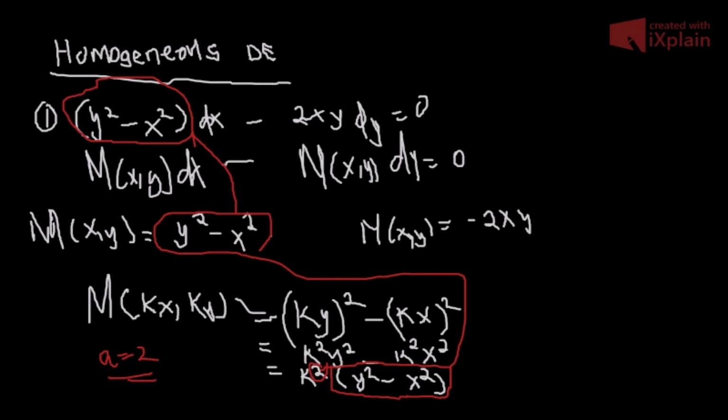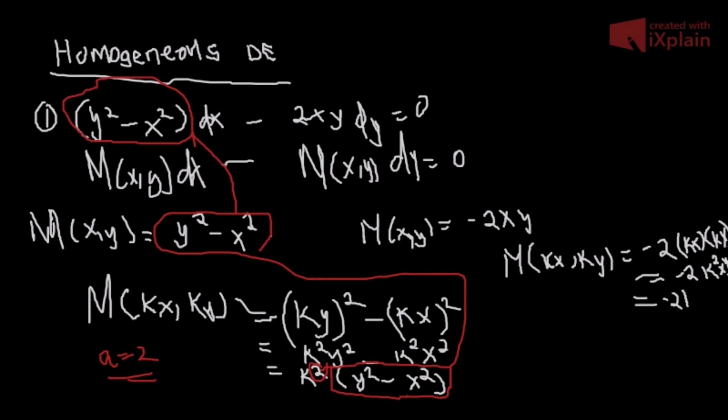Now let's go to this side. Now n of kx, ky is equals to minus 2. Where there is x is kx, where there is y is ky. Then we have negative 2 k squared x and y. Then from there it will be k squared, negative 2 x and y.